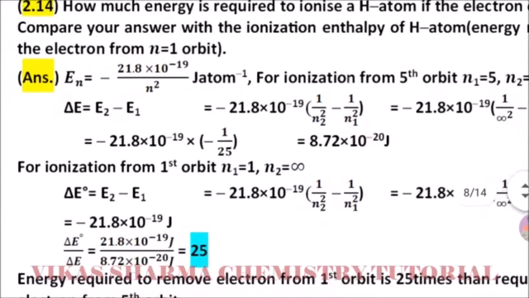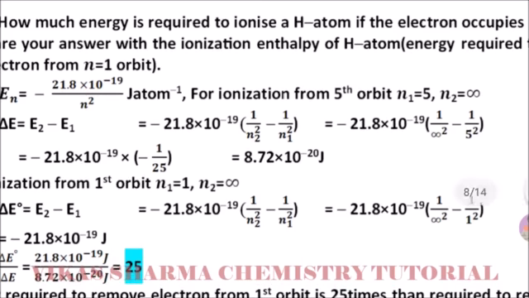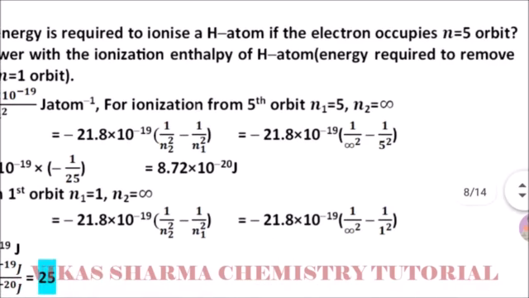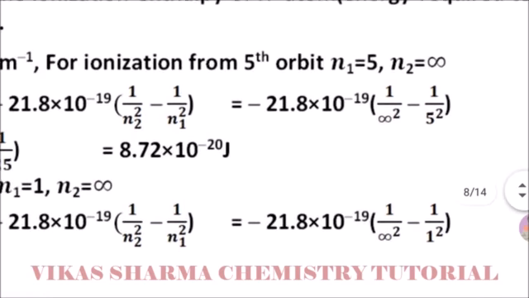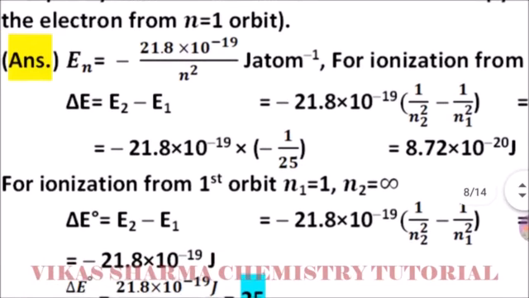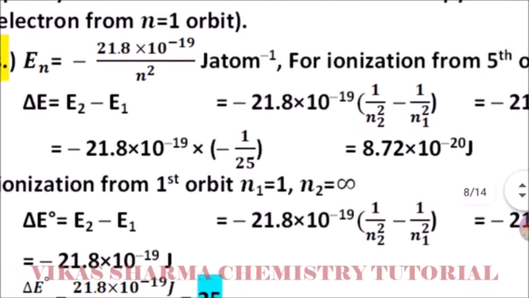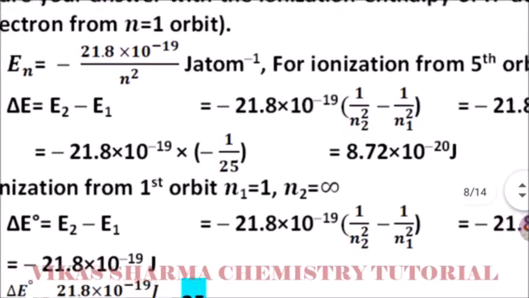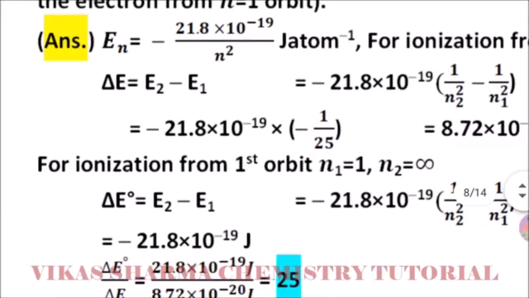So delta E is equal to E2 minus E1. So minus 21.8 into 10 to the power minus 19, in bracket 1 upon N2 square minus 1 upon N1 square, it is equal to minus 21.8 into 10 to the power minus 19, 1 upon infinity square minus 1 upon 5 square. So it is equal to minus 21.8 into 10 to the power minus 19 into minus 1 upon 25. So it is equal to 8.72 into 10 to the power minus 20 joule.